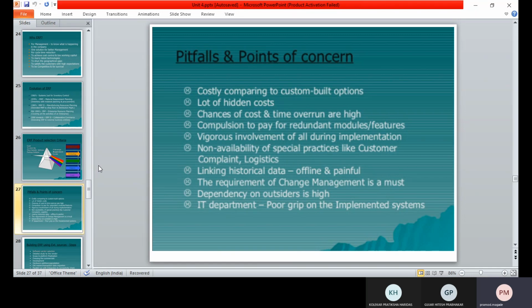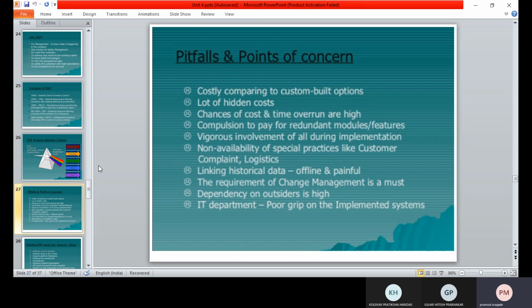Then vigorous involvement of all during implementation. It is not like a simple person can run the ERP. No, he or she has to take a training first. After training she has to give a test, and if he or she passes, then she or he is eligible for operating ERP. Remember this. Then non-availability of special practices like customer complaints and logistics, all those follow-up things are not taken into ERP. So whatever comes directly from the customer, we generally solve it offline. So those complaints should not be included in the ERP.